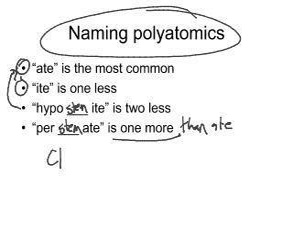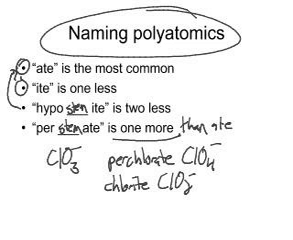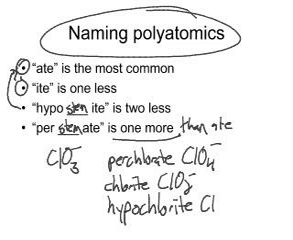So, for example, the most common chlor ion is chlorate, ClO3 negative. Perchlorate is 1 more oxygen, ClO4 negative. Notice the charge stays the same, it's just 1 more oxygen. Chlorite is 1 less than chlorate, ClO2, same charge, -1. And hypo, the prefix hypo actually means low. If someone is hypoglycemic, that means that they have a low blood sugar. Hypochlorite would be 2 less than the most common, so ClO negative. That's all I can give you to help with your ions.